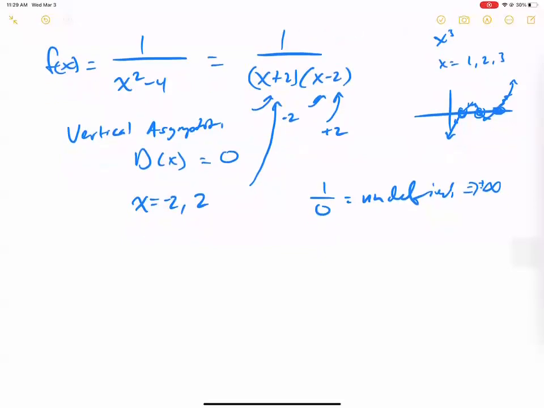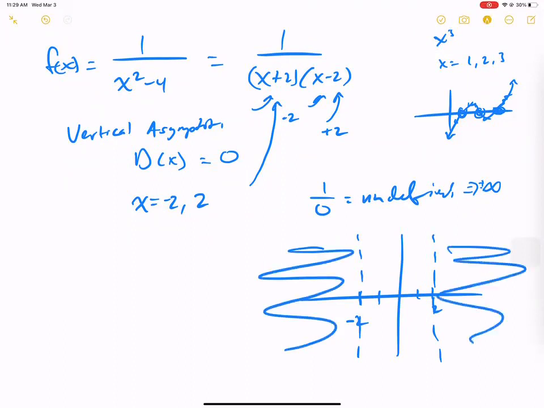So the first thing we're going to graph, I'm going to graph it over here, is at positive 2 and negative 2. We're going to give ourselves not a root, but a vertical asymptote. And I do this with dotted lines. And we've broken the graph into 1, 2, 3 parts.